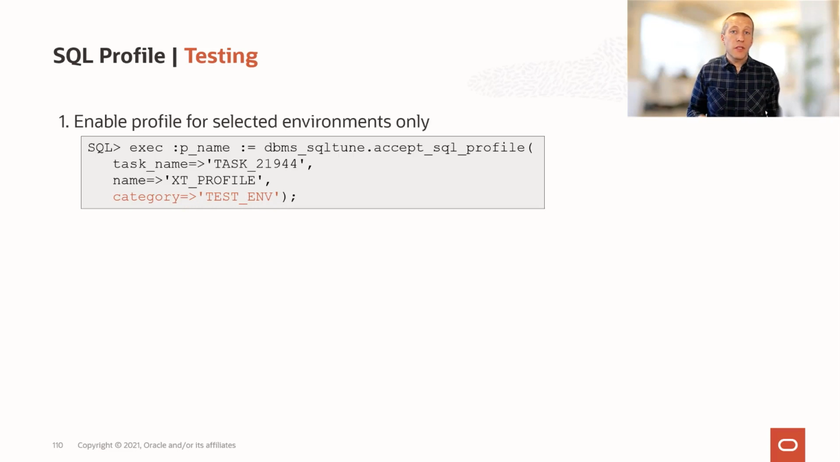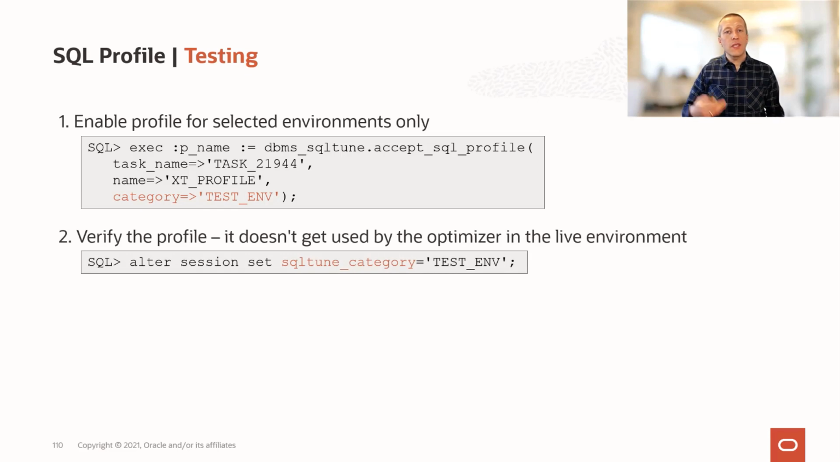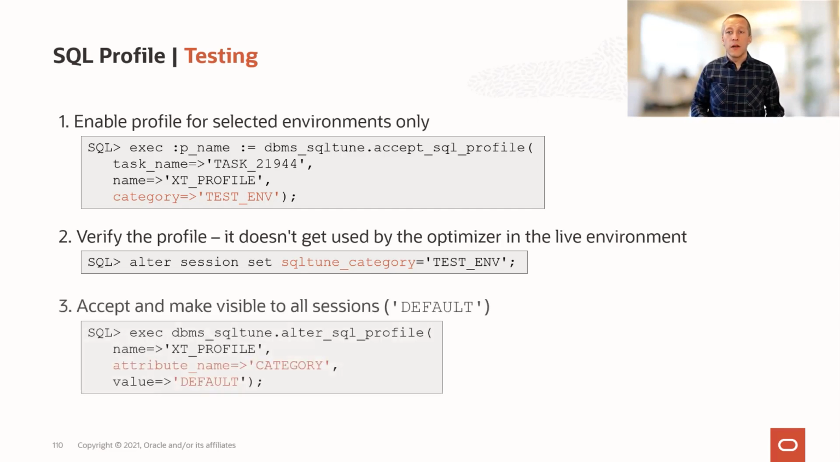It's very easy and very safe to test your SQL profiles. When you create a SQL profile, you can first assign it to a category. This category means that only sessions that belong to that same category will use the profile. So in your test session, you can set the category that you apply to your profile, and then you can do tests to ensure that the optimizer behaves in a way that you expect, that you get a good plan. When you're happy with the profile, you can change the category to default, and now all sessions in the database will use the SQL profile.